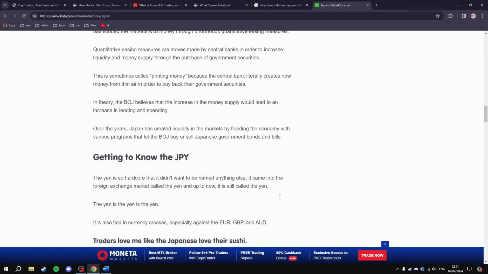Quantitative easing methods are moves made by central banks in order to increase liquidity and money supply through the purchase of government securities.